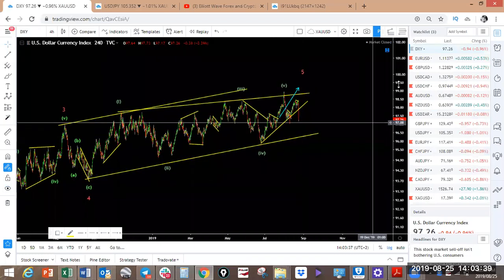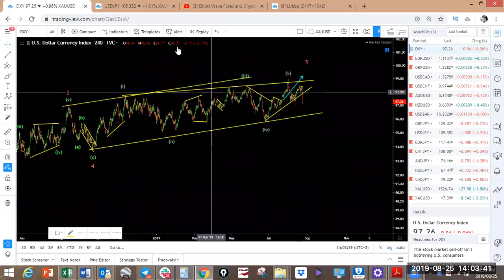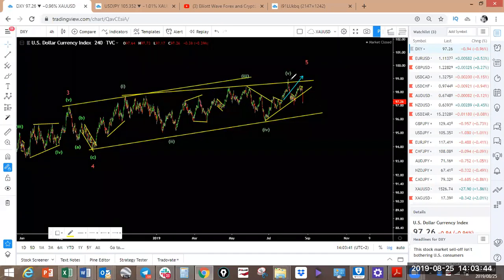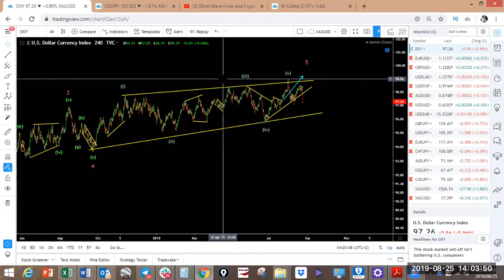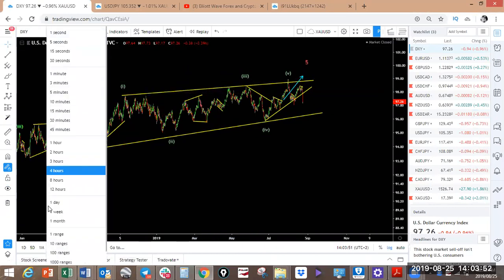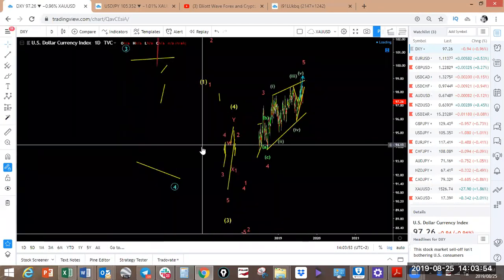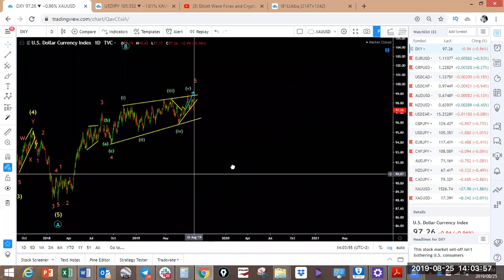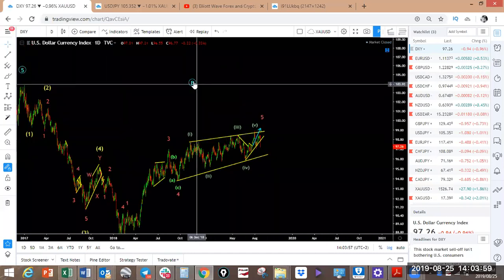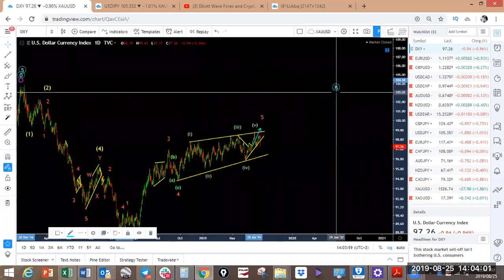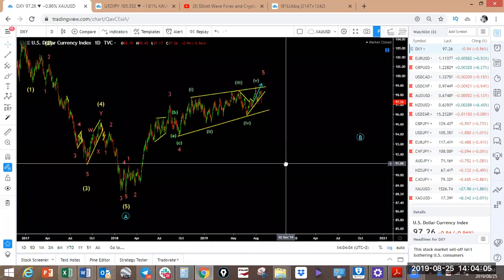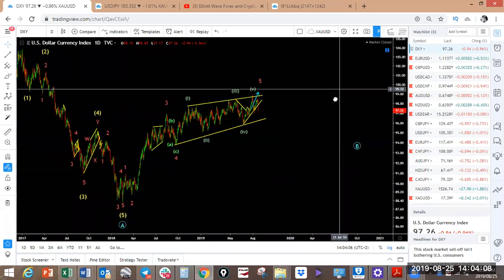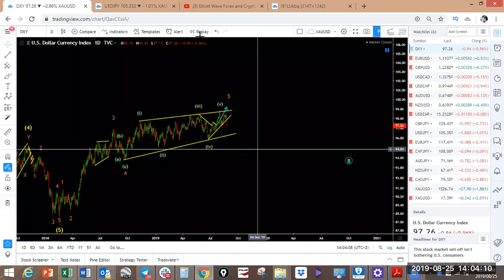Now the DXY, we looked at these to have completed. We're going to look at the euro as well when we look at this. Let's just take this off here. Just adjust here a bit. Let's go daily so it can be a clearer structure. Right, now this is the DXY.